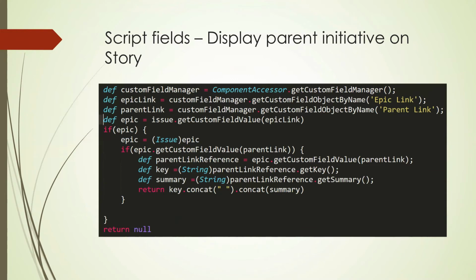So you see, okay, is the story connected to an epic? If yes, then you see, is the epic connected to a parent link? That is, if epic.get custom field value parent link. If that is the case, then you get the parent link reference, you get the parent link key, you get the parent link summary, and you concatenate both. Otherwise return null. So on the story you would see, okay, this is the parent initiative. This is very important for the business actually, and also for the developers, because then the developers know what is the parent initiative that they're working on.